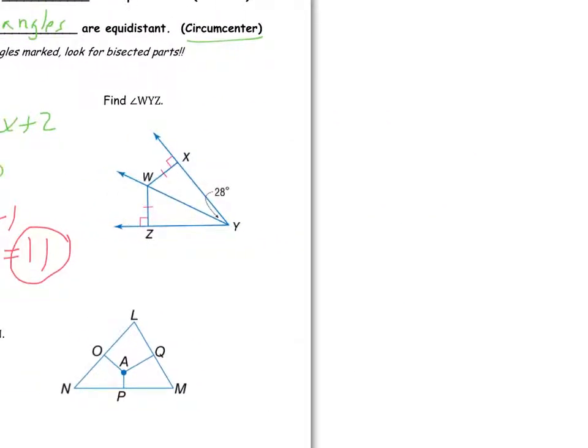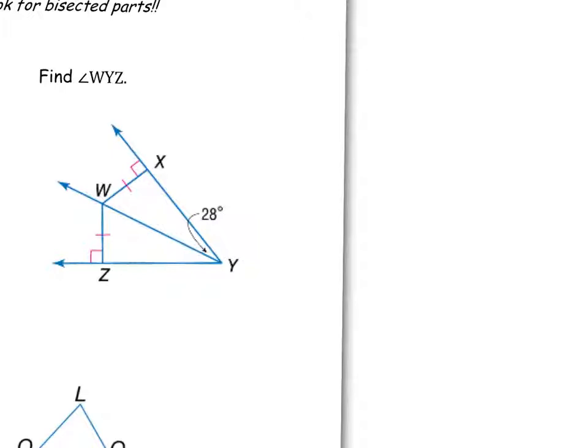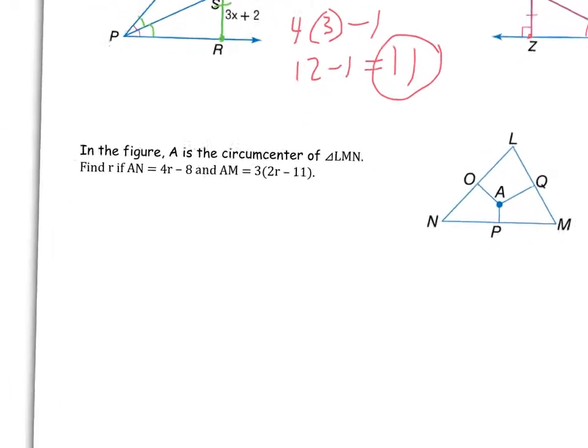That's the length of QS. Now look at this one. It says to find WYZ. That's this angle right here. Well, if YW is an angle bisector, then it would also be 28. But how do we know it's an angle bisector? Well, the fact that this is the same distance from the side tells me it's an angle bisector. Therefore, that is 28 degrees. Okay? Easy one there, not having to work a whole lot of math on that one.